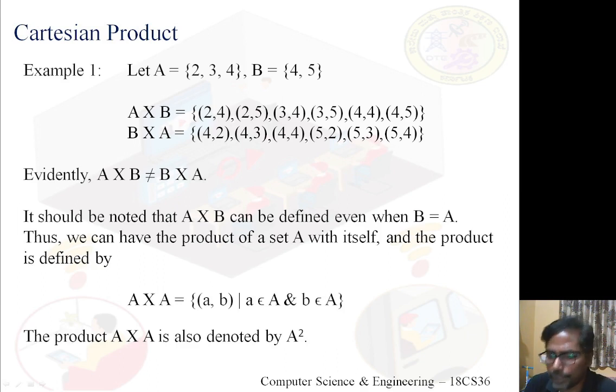And you can see it in the symbolic form, right? A cross A equals the set of all possible ordered pairs A comma B, such that A belongs to capital A and B belongs to capital A. Capital A represents a set. Lowercase I need to highlight. The caps letters represent sets. Lowercase letters represent elements of that set. So the product A cross A can also be denoted as A square.